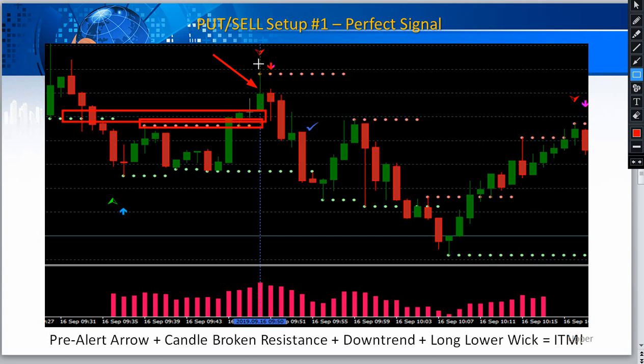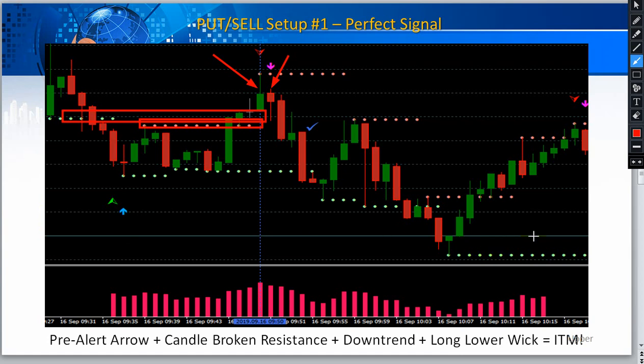And then you notice this candle with a long upper wick with the pre-alert signal up there, the down arrow. Then our trend is saying down. We are in a downtrend. We are at resistance. Okay. So what you need to do at that point is enter your trade at the beginning of the next candle for 1, 2, 3, 4, 5. And that becomes an ITM. This is also a perfect put signal where all the conditions are met.